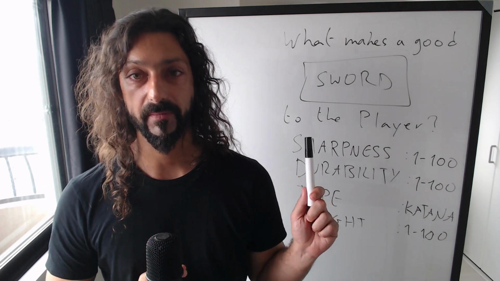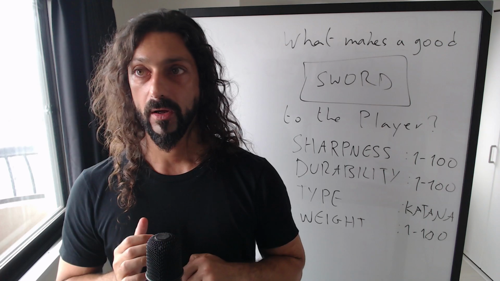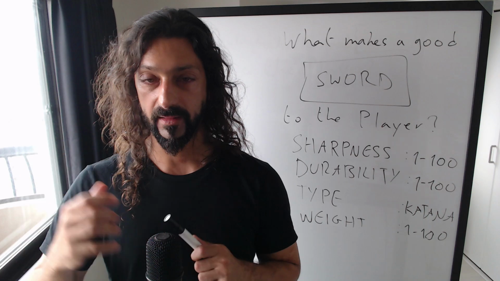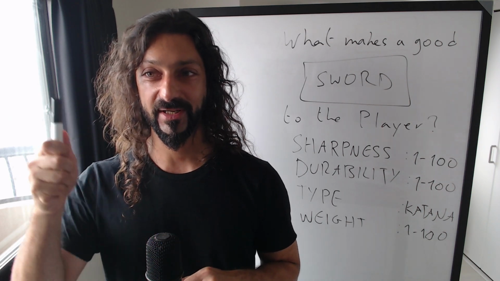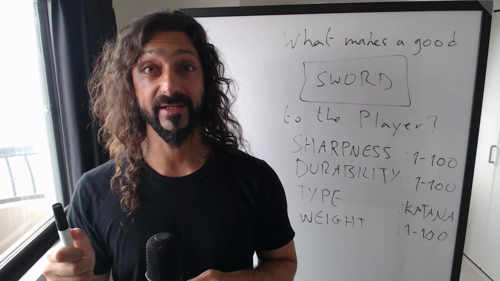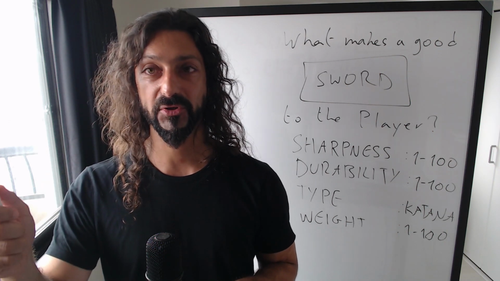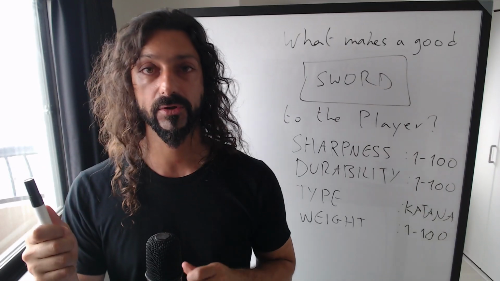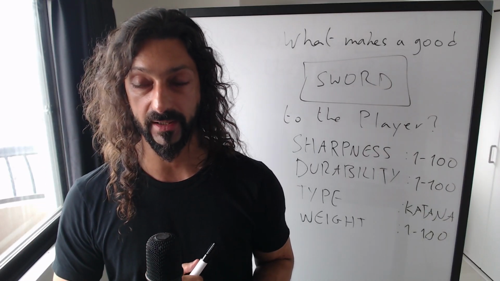So when we ask what makes a good sword to the player, immediately we should have in our mind that scenario where the player already has a sword, he's looking at all these other options and he's evaluating. Do I go for this other option or do I keep the one I have? Or is one of these other options good for a particular situation in the game?